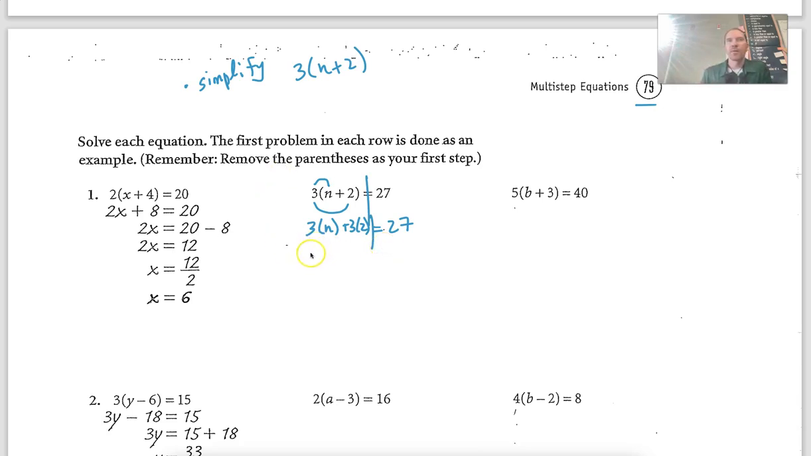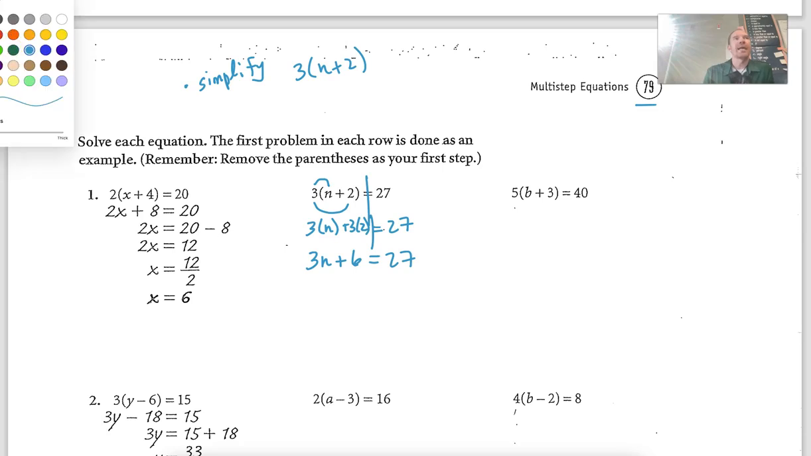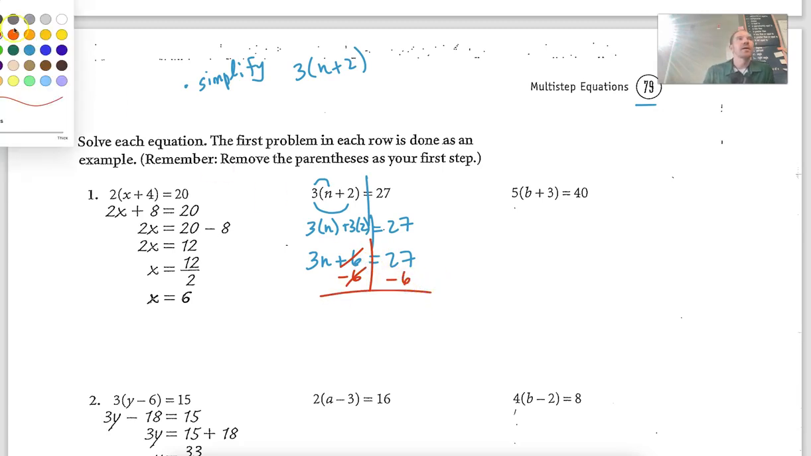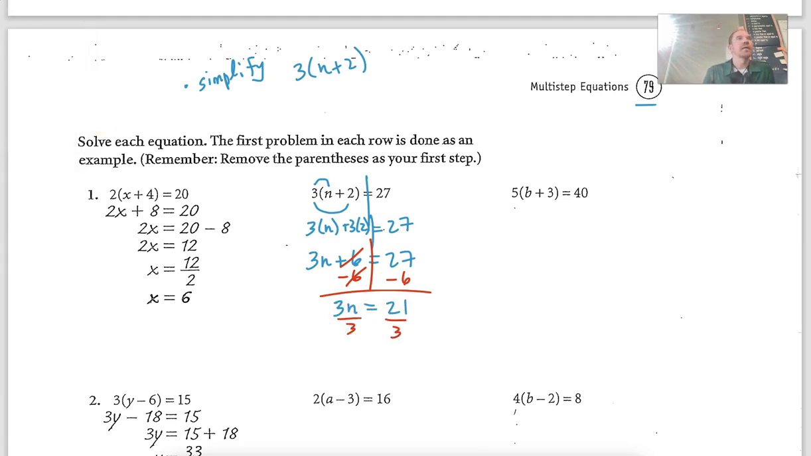So 3n we just write as 3n. 3 times 2 is 6. Now that's as much simplifying as I can do on the left. It's 3 napkins and $6. It's not 9n, remember, even though 3 plus 6 is 9. I go, it's napkins and dollars, not like terms. But now I can start canceling. Can't simplify anymore, but now I can start canceling. So if I take away the 6, and then I will end up dividing by 3 here. We'll get 3n equals 21, and divide by 3. And so we'll get n equals 7.